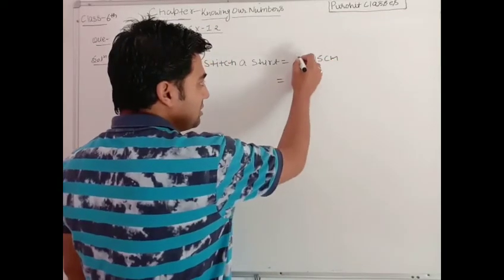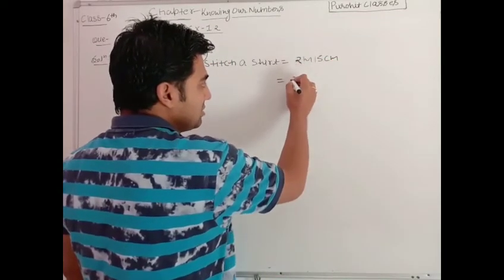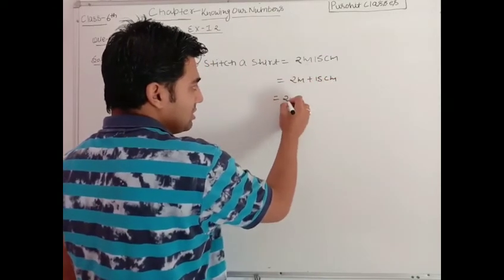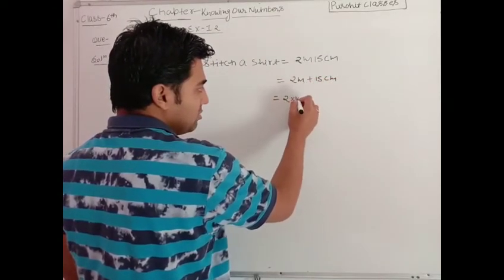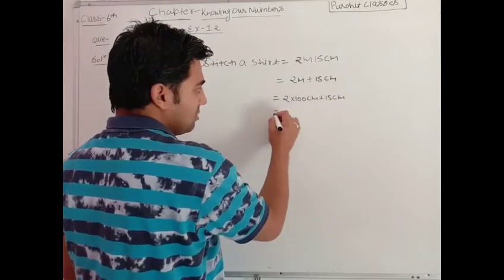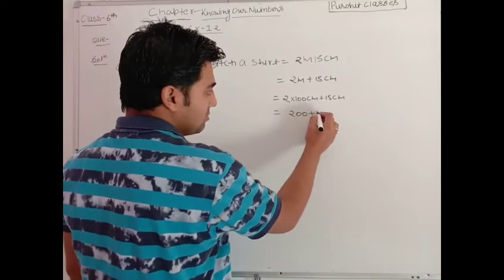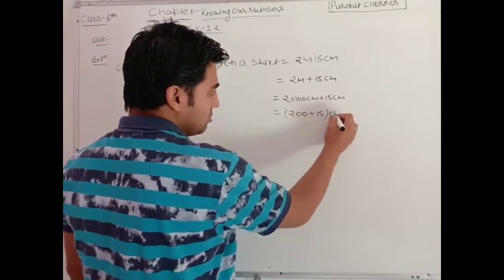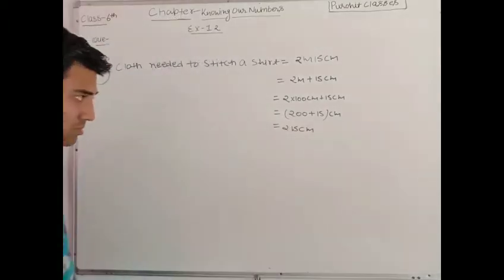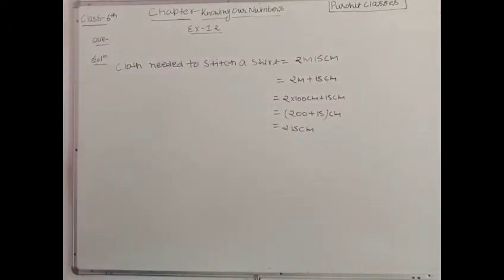So let us convert it here. As you know, this can be written as 2 meter plus 15 centimeter, and 2 meter can be converted into 200 centimeter plus 15 centimeter. So it will be 215 centimeter. Understood? We have converted the measurement of cloth needed to stitch only one shirt totally into centimeter.